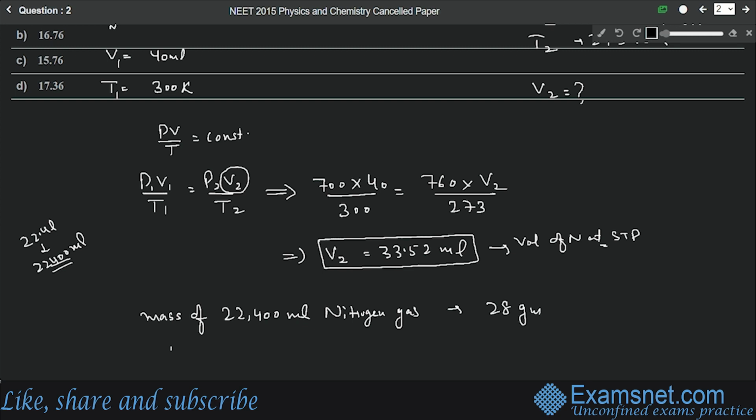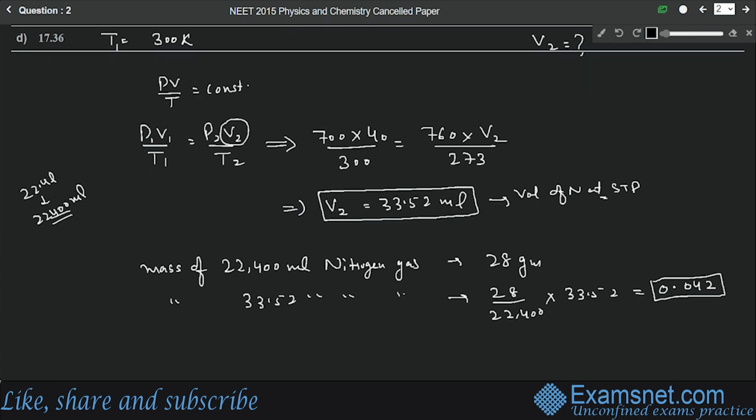So what will be the mass of 33.52 ml of nitrogen gas? We'll use the unitary method. 28 divided by 22,400 into 33.52. That will be equal to 0.042. This is the mass of nitrogen collected in the above process.